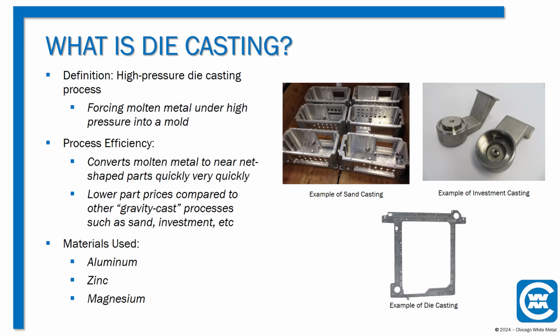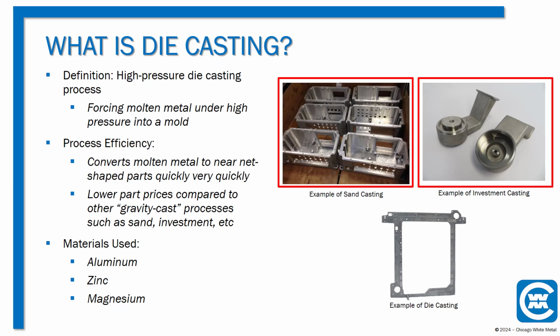When you look at other types of castings on the screen here, sand castings are a bit bigger, bulkier, very thick wall, and require some extra processes. Investment casting is another type of casting that has metal that's gravity fed into the die, so it's not injected under high pressures. You can't quite get the level of geometry, the level of features that we can in a high pressure die cast part.